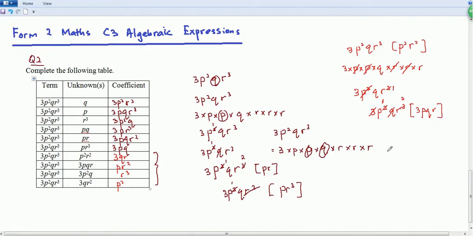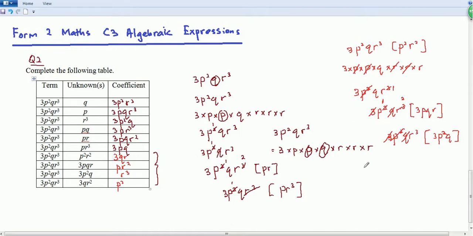pr². So how about the second last? 3p²qr³. Now it's 3p²r³ on the bottom. You have 3 here, cancel the 3. p², here p², cancel the whole thing. And q, 1 here, also only 1, you cancel it. We are left with r³. So the answer is r³.